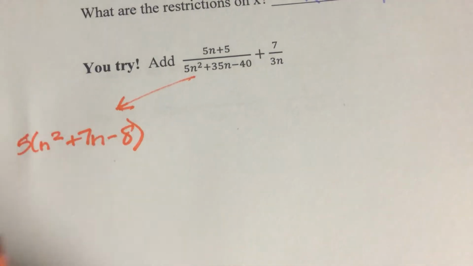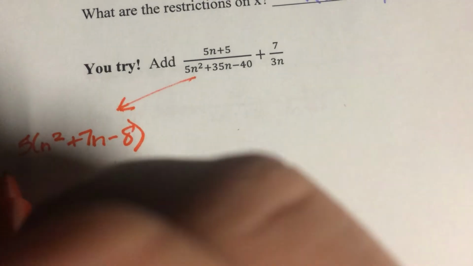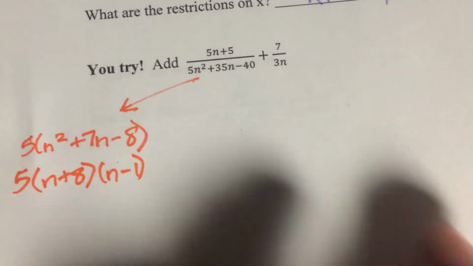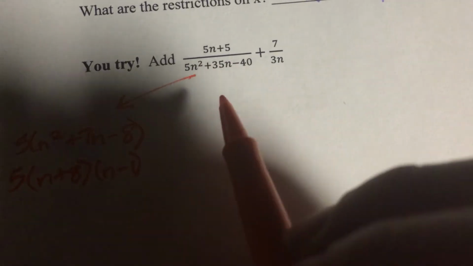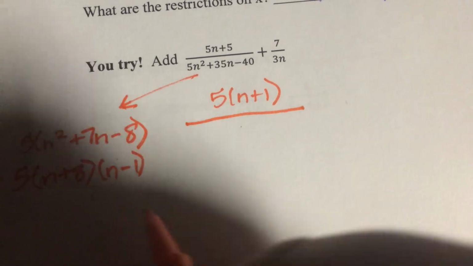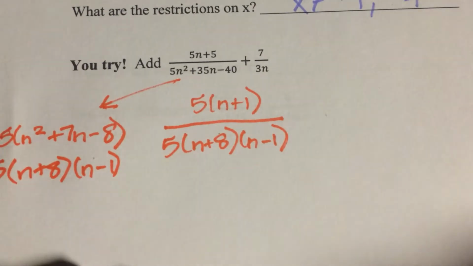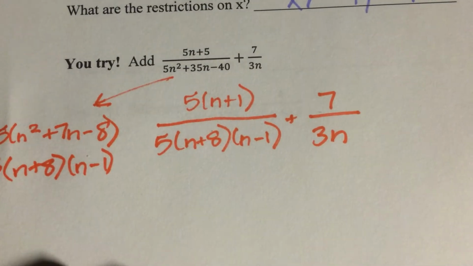So you just need two numbers that multiply to equal negative 8 and add to equal positive 7. So that's going to be 8 and negative 1. So this actually factors into n plus 8 and n minus 1 with that 5 at the front. Okay, so not too bad. All right, so if we change this one up here, got 5 times n plus 1. So that's what that numerator factors into. Then what we just factored, so 5 times n plus 8 times n minus 1. Okay, and then 7 over 3n, which is what we started with.